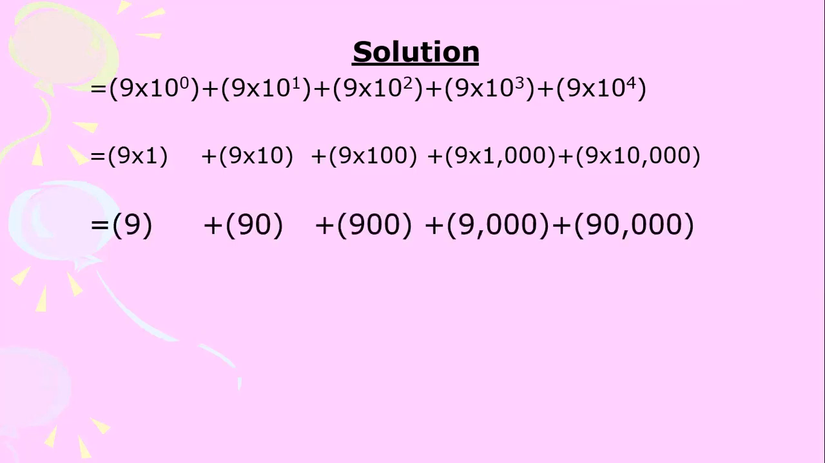This gives us 9 times 1 is 9, plus 9 times 10 is 90, plus 9 times 100 is 900, plus 9 times 1000 is 9,000, plus 9 times 10,000, which is 90,000. The final answer becomes 99,999 to base 10.